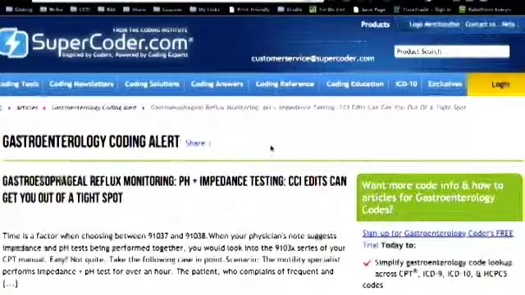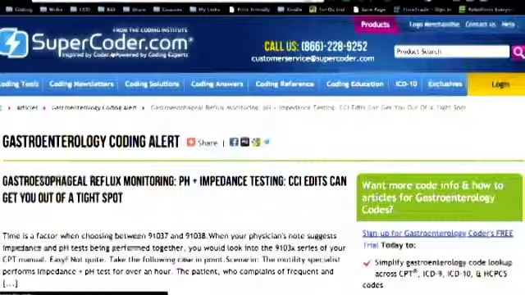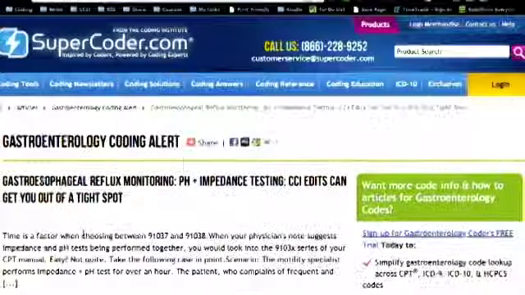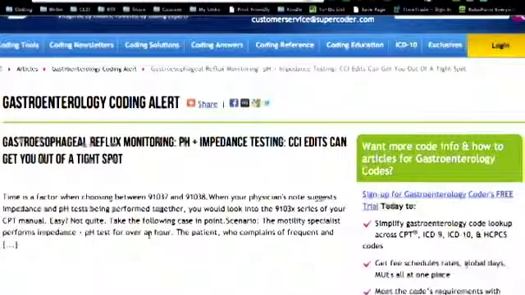So this is supercoder.com. If you go to codingcertification.org/supercoder, that'll take you to their page with different pricing information. But this is a very good encoder, one of my favorites. I like SuperCoder and FindACode. And there's a third one. I'm going to be doing a review of my 3 favorites so people can see how I use them.